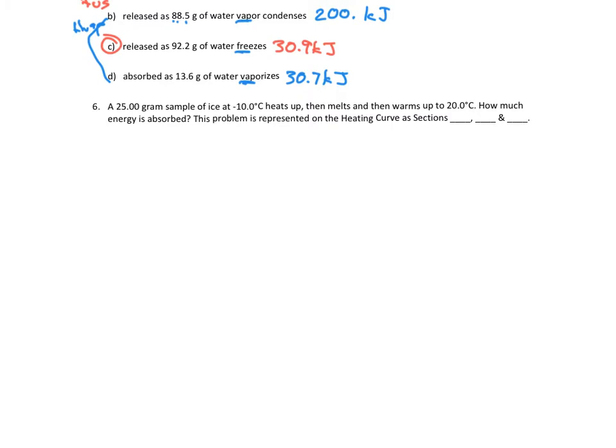All right, so this problem says a 25-gram sample of ice, which is a solid, at negative 10 degrees Celsius, heats up. It melts. Once it melts, that means it is a liquid, and it warms up to 20 degrees Celsius. How much energy is absorbed? Okay, so representing my sections on the heating curve, if I'm starting as solid ice, I'm starting at 1. And then I have to go through melting, and then I'm ending up as a liquid.